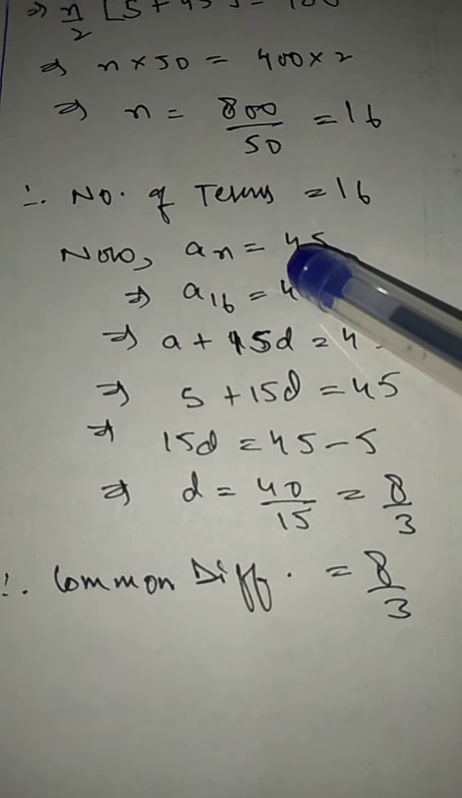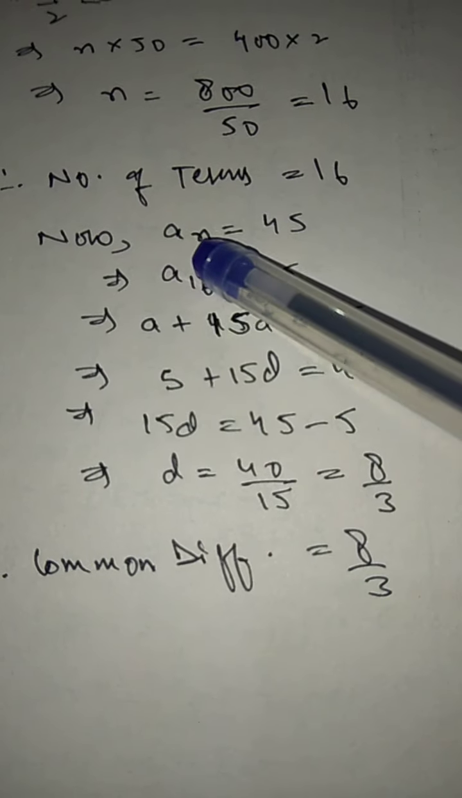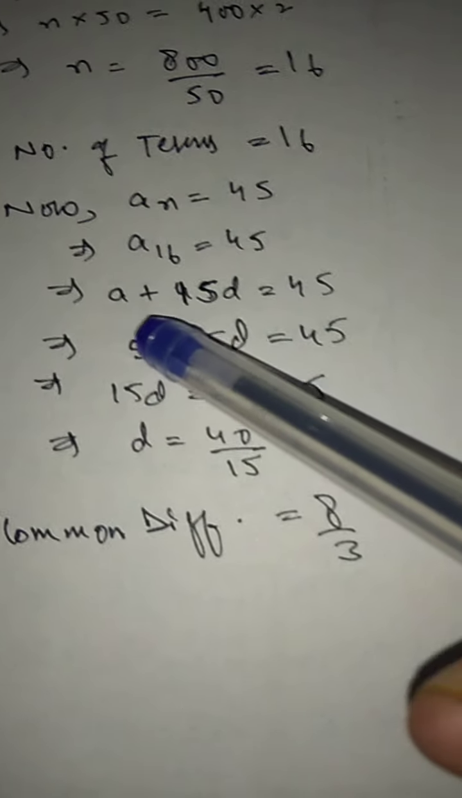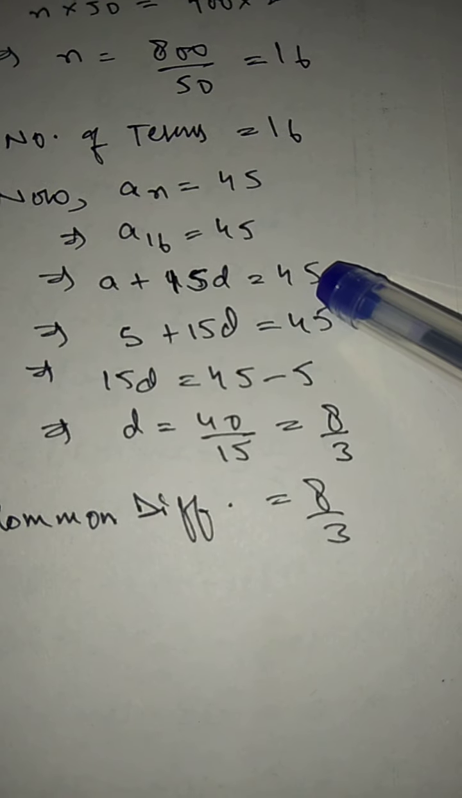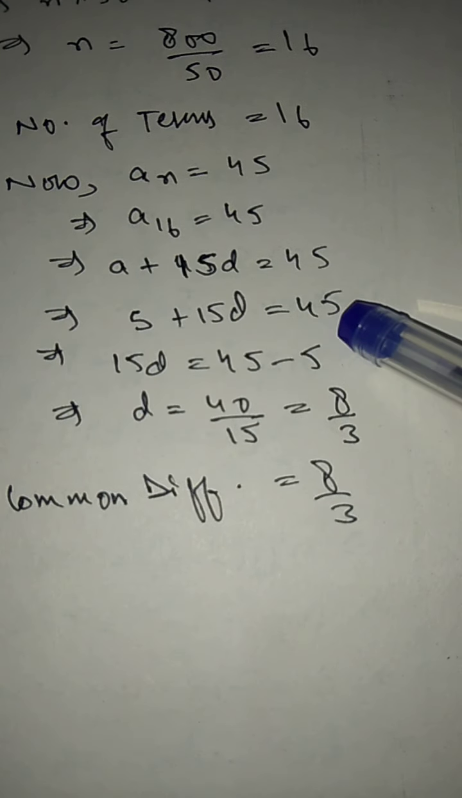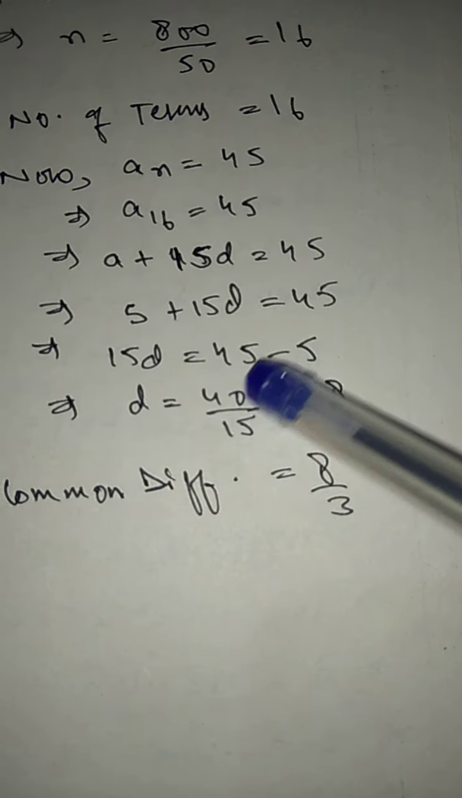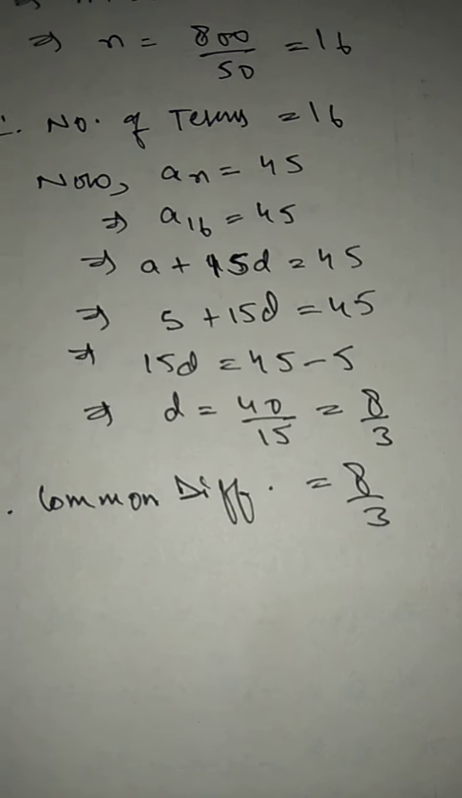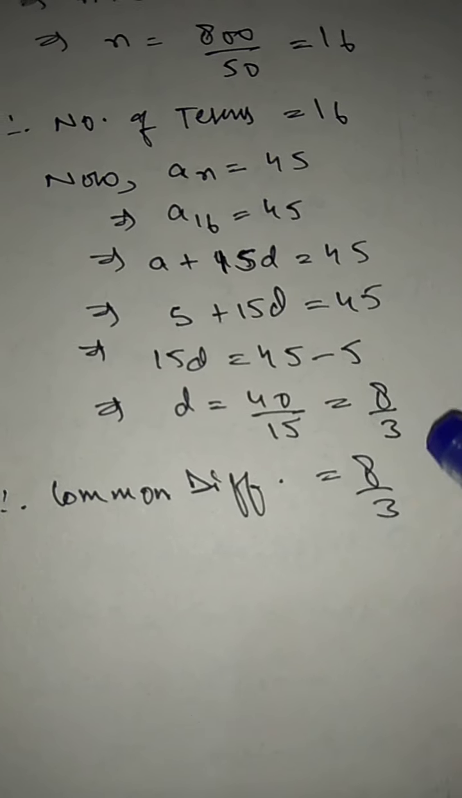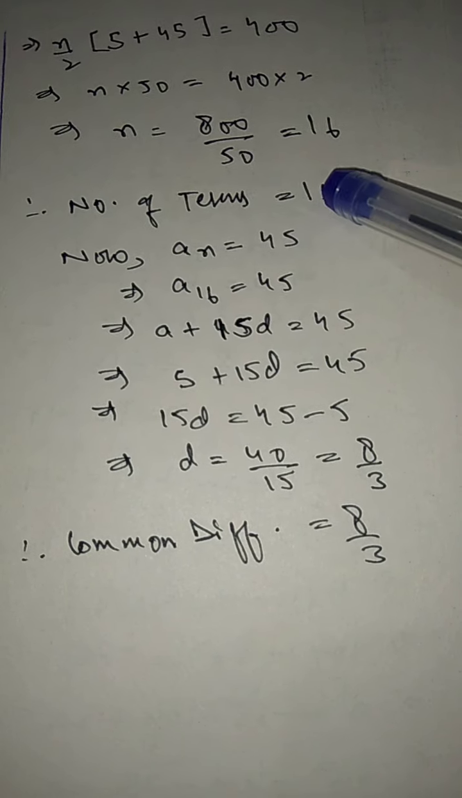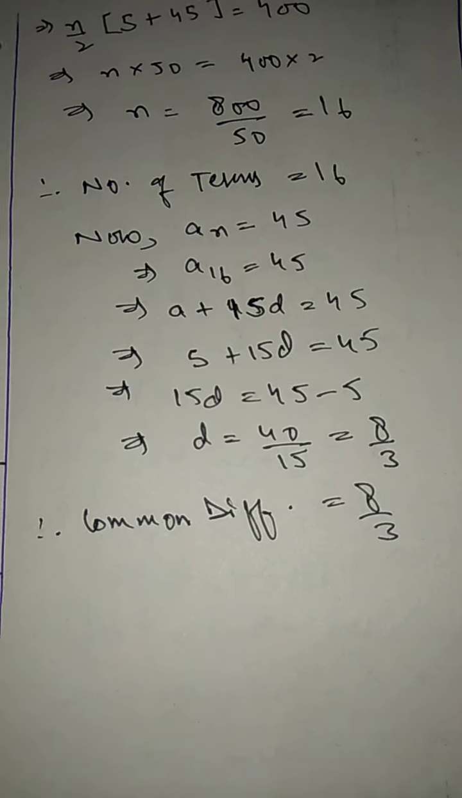Now we also have to find the common difference. We are given that an is equal to 45, that is a16, because n is 16, is equal to 45. a16 means a + 15d = 45. When we use the value of a as 5, it becomes 5 + 15d = 45. So 15d is equal to 45 minus 5, that is 40 upon 15. So it gives us the value of d as 8/3. So the common difference is 8/3. So in this question we had to find the number of terms and the common difference, which we obtained as 16 and 8/3 respectively.